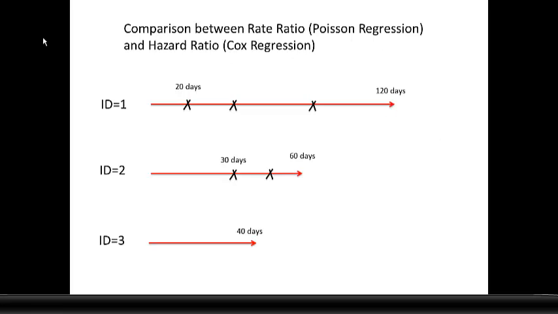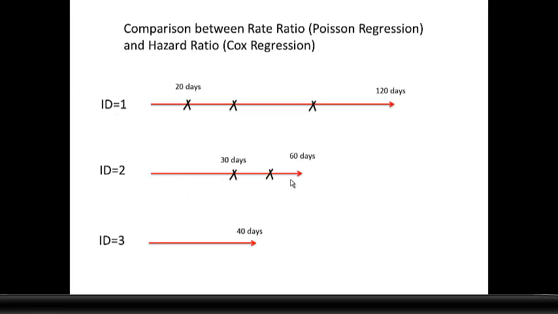This is a hypothetical example. Patient number 1 is followed for 120 days. Okay? And 20 days after randomization, this person first experienced the event. And after 40 days from randomization, another event occurred. And after 80 days, another event occurred. So there are 3 events occurring within the first patient.